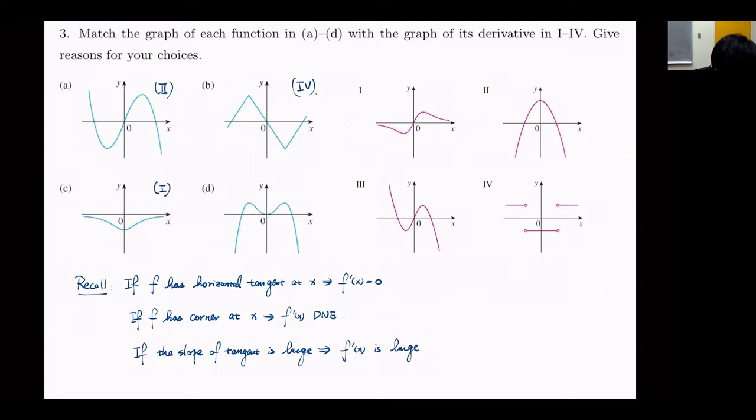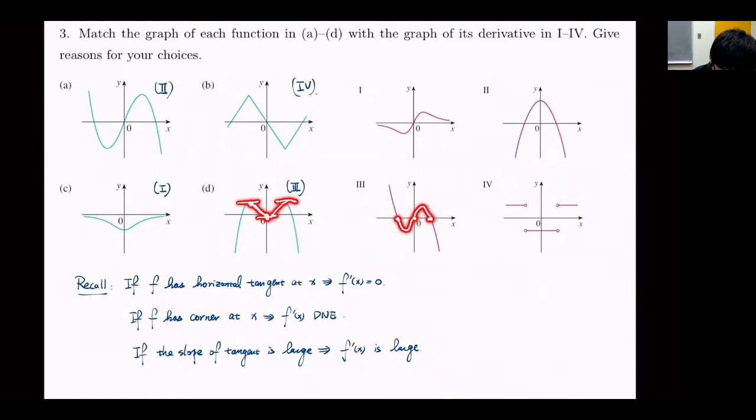Finally, for part D, that's the only remaining choice, but let's still analyze what's going on. So you see that there are 3 horizontal tangents over here. So this corresponds to 3 zero points in the graph of f prime of x. And between the first and the second point, the slope is negative, so it corresponds to this part. Between the second and the third point, the slope is positive, corresponding to this part.